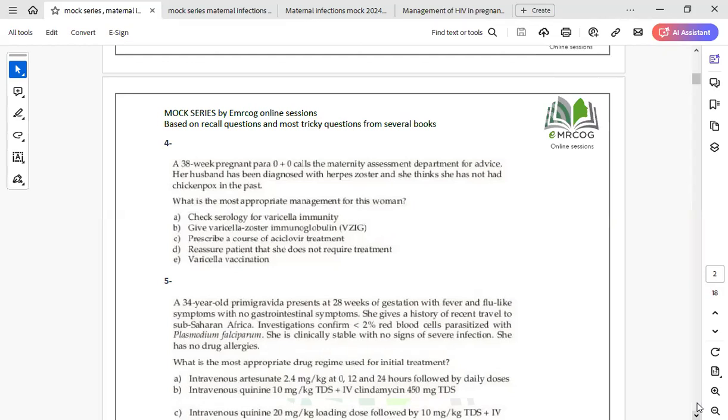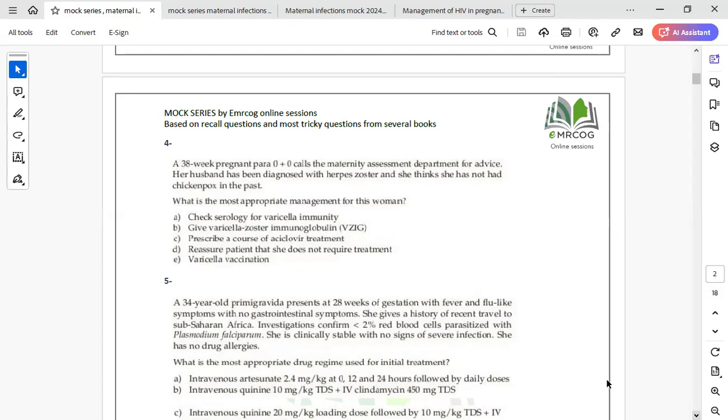Excellent. Okay, so no rash, we can give the immunoglobulin. Rash, no immunoglobulin. The best timing, as you all are saying, for starting the treatment is within 24 hours from the start of the rash.